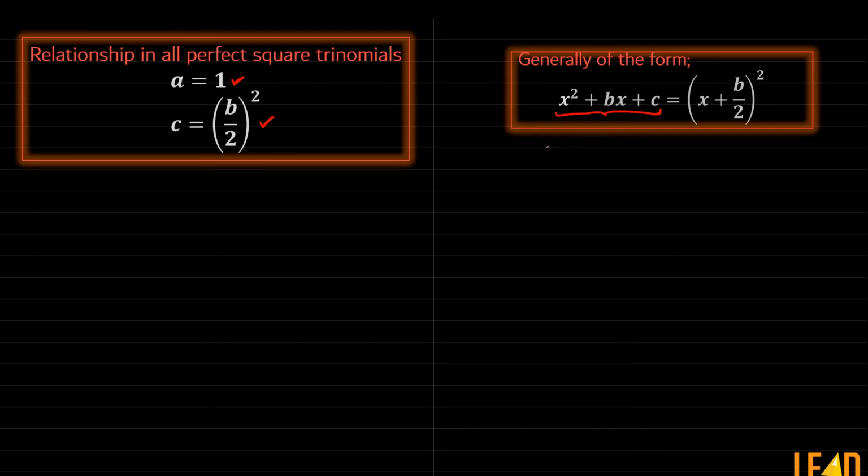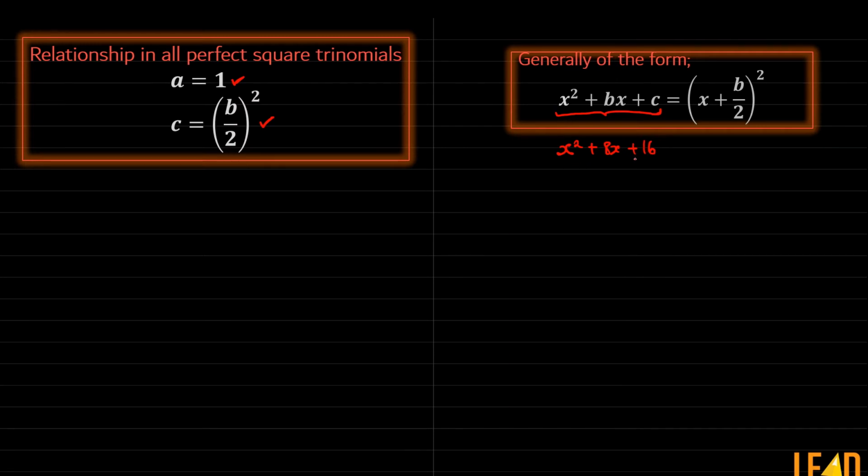Okay, let me do a quick example. Let's have x squared plus 8x. Right? So if I want to make this a perfect square, I know that my value for c should be 8 over 2 all squared, which is 16. Okay, good. So I have this as a perfect square trinomial.